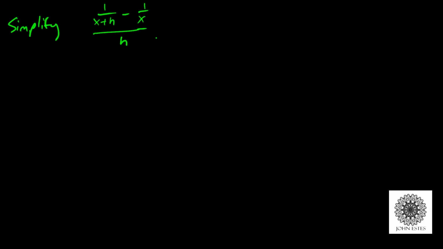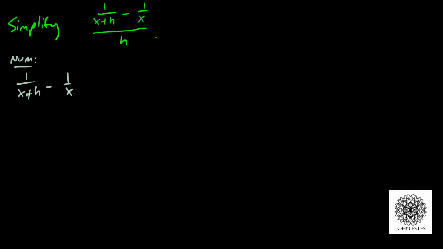Here we're going to simplify 1 over x plus h minus 1 over x, all over h. This is a complex rational expression, and this one's not quite as complex as the last one because our denominator only has h in it. It doesn't have fractions in it. So the strategy is still the same though. I need to take the numerator, which is 1 over x plus h minus 1 over x, and combine those together as one rational expression.